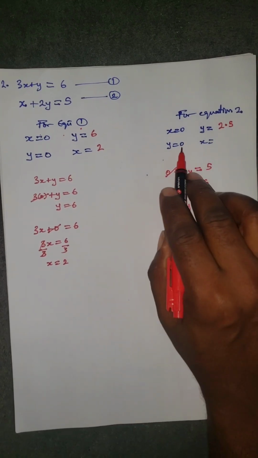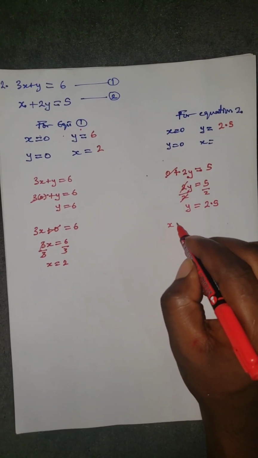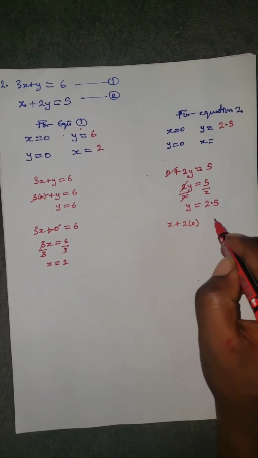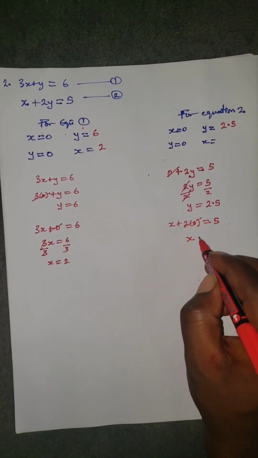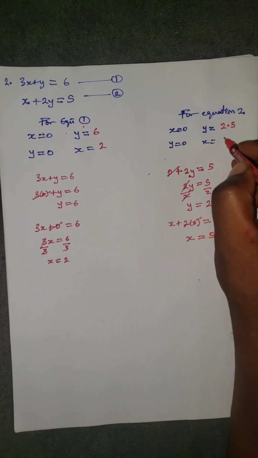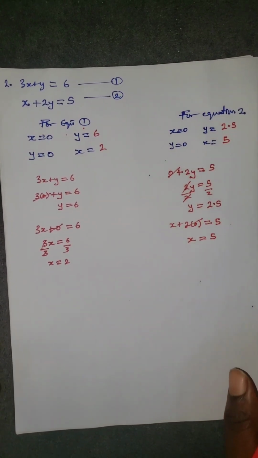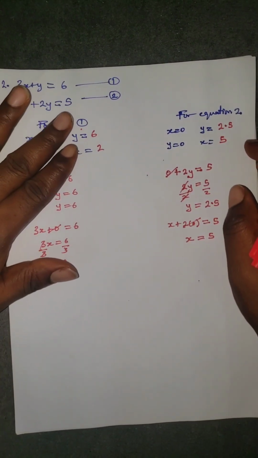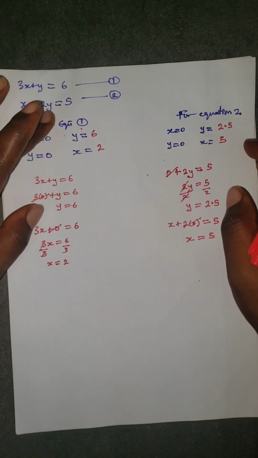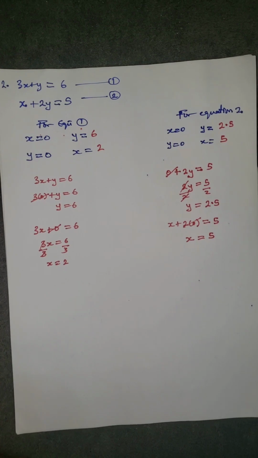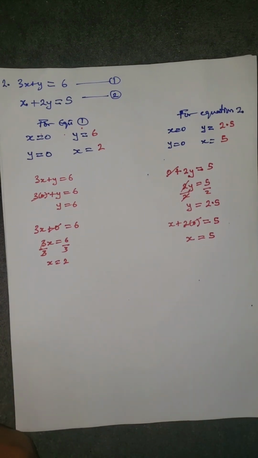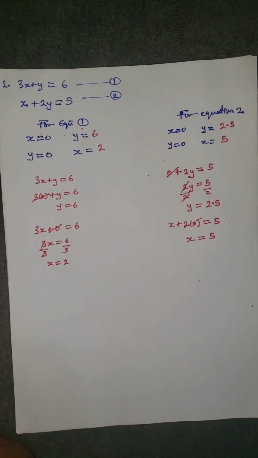So I will do when y equals 0 now. So I have x plus 2 into 0 equals 5. So this one will go, x will give us 5. So with these two sets of values that I have for both equation 1 and equation 2, I'm going to go to my graph now and plot these two straight lines and see what we are likely to have.